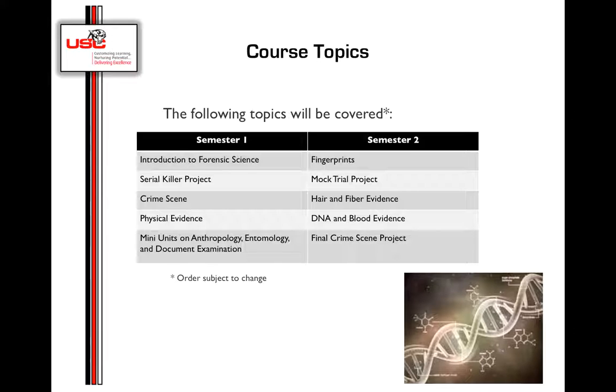Next, there will be a chapter on physical evidence, looking at the various types of physical evidence, determining which evidence is going to be more valuable. And there will be some small units on forensic anthropology, which is the study of skeletal remains, forensic entomology, which is the study of insects, and document examination.